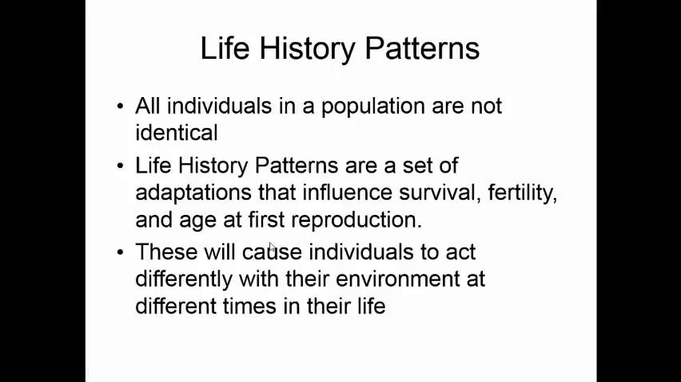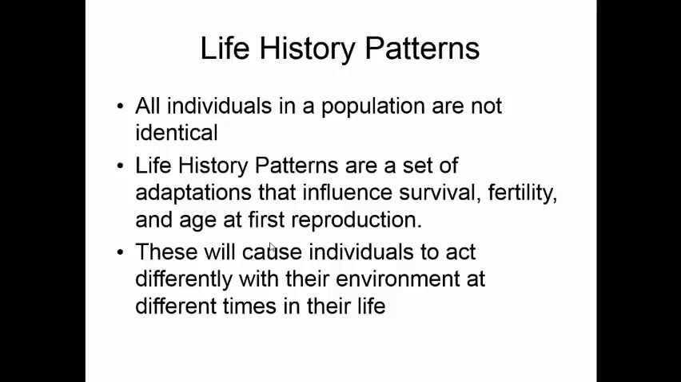All right, life history patterns. All individuals in a population are not necessarily identical, so therefore you're going to have some that do really well and some that don't do so well. So life history patterns are a set of adaptations that influence survival, fertility, and age at first reproduction. So they're kind of the general patterns of the population on when they reproduce, how they grow, how long they live, that kind of thing. So these will cause individuals to act differently within their environment at different times in their life.